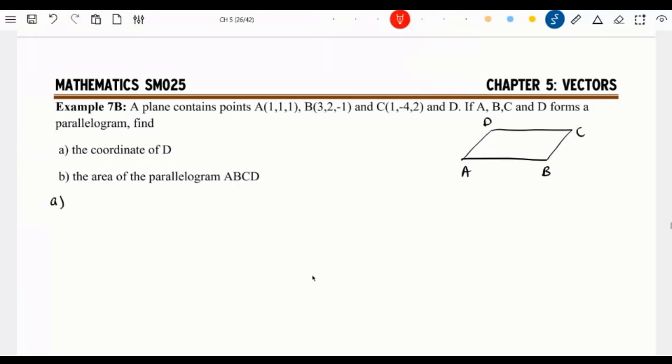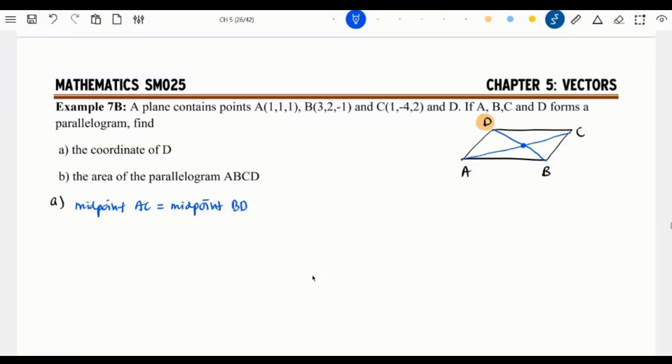So ini yang kamu nak cari. A, B, C, D tak ada masalah. So how to find the coordinate of D adalah kita akan menggunakan midpoint. Sebab yang ini dia akan bertemu pada titik yang sama. Okay, so midpoint of AC sama dengan midpoint of BD.